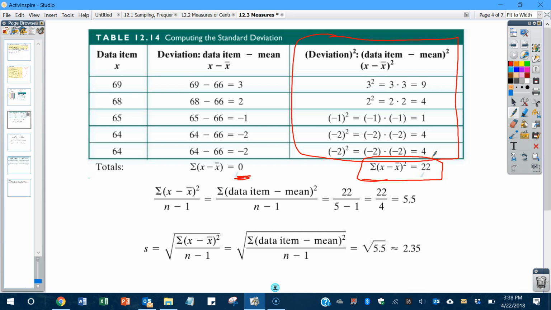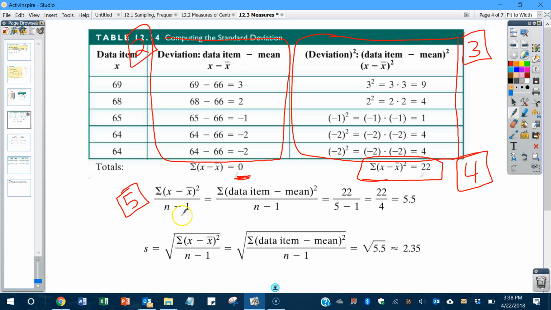All right, let's finish this formula up. So you want to subtract off the mean, square the deviation, and then add them all up. Let me see if I can name these steps. X bar was step 1, this is step 2, this is step 3, adding them up was step 4. Step 5 is dividing the sum by n minus 1. So dividing the sum, which is 22, by n minus 1, n is 5, minus 1 is 4. So 22 divided by 4. And then square root it to get the standard deviation. So you square root 5.5, and you get 2.35.